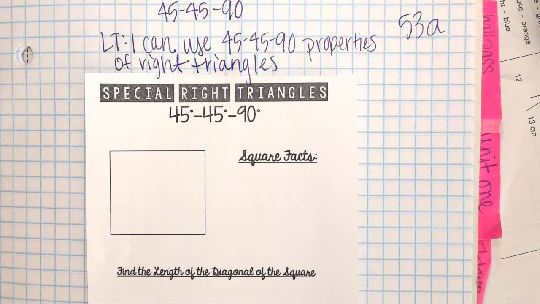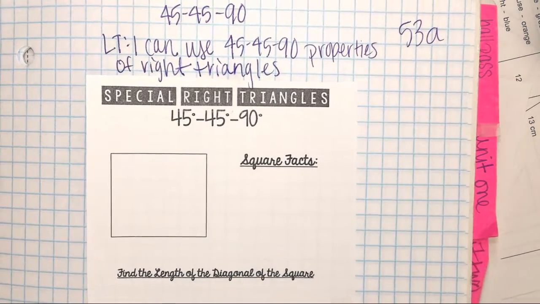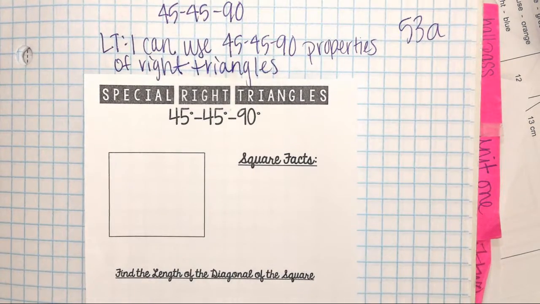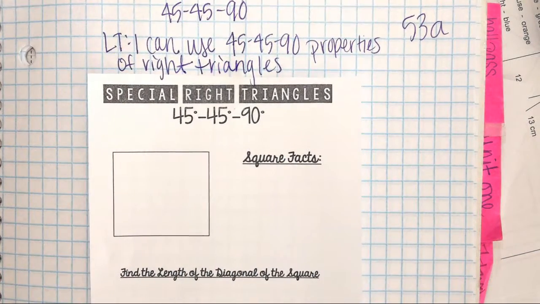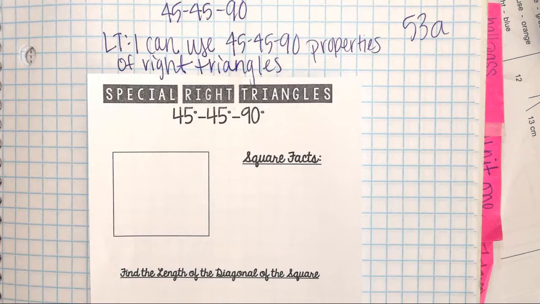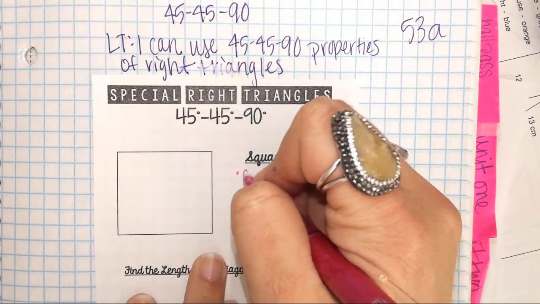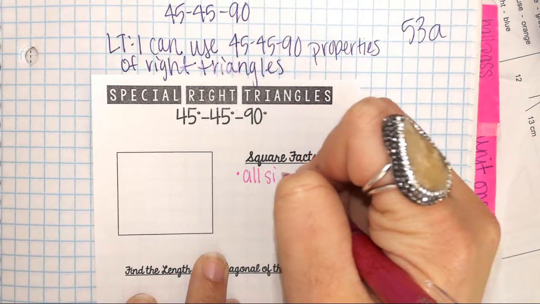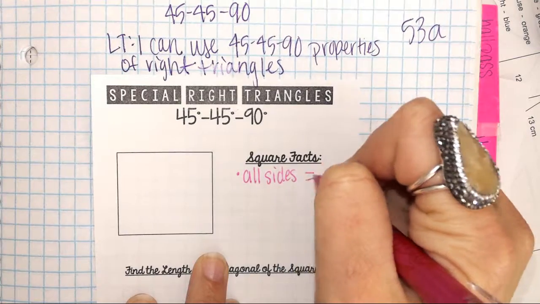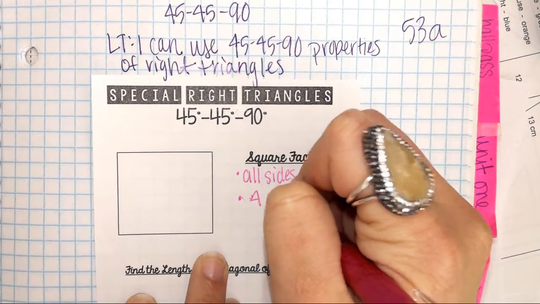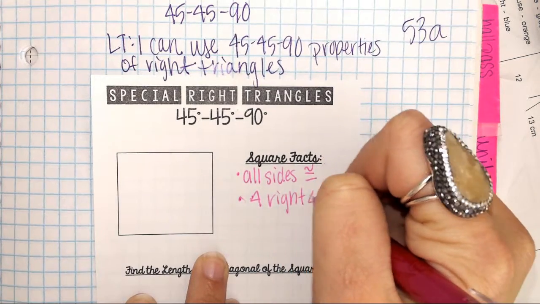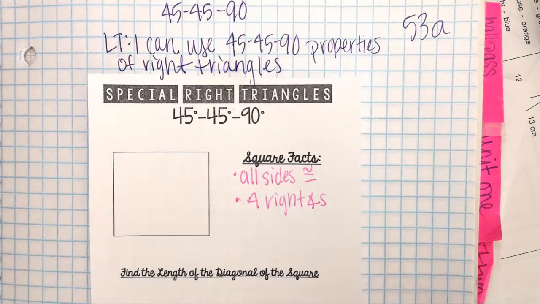Alright, so what we're going to do first is talk about facts of a square, because you make a 45, 45, 90 from a square. What do we know about squares? All sides are congruent. Four right angles. And you get points for that.